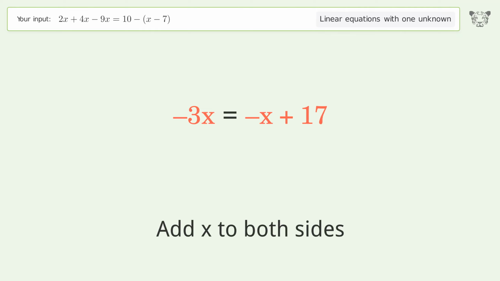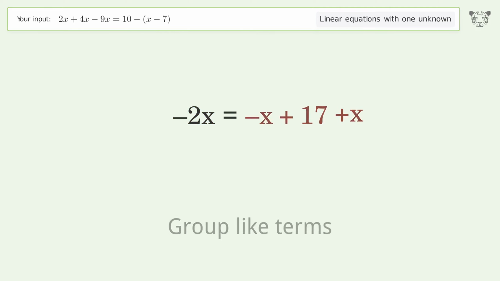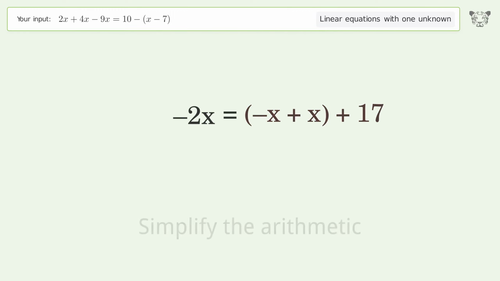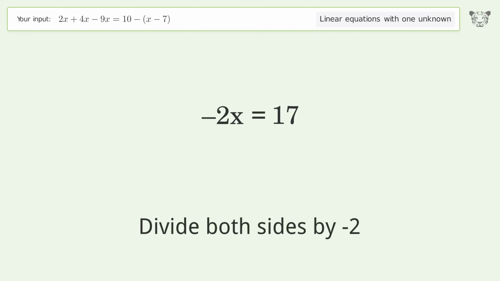Add x to both sides. Simplify the arithmetic. Group like terms. Simplify the arithmetic. Isolate the x. Divide both sides by negative 2.